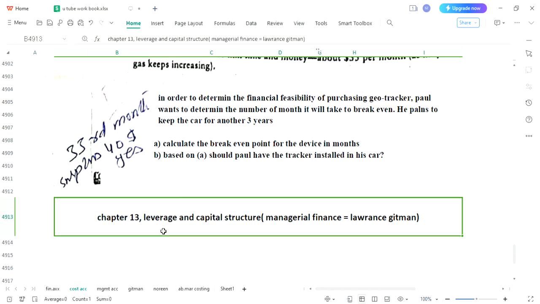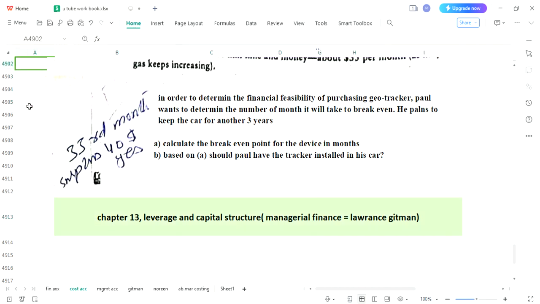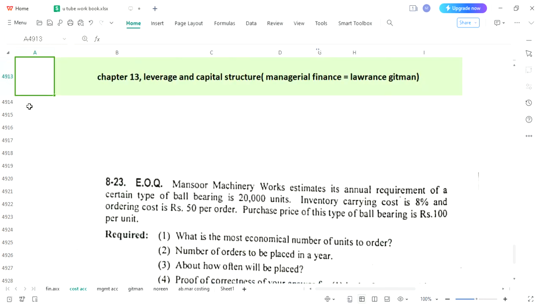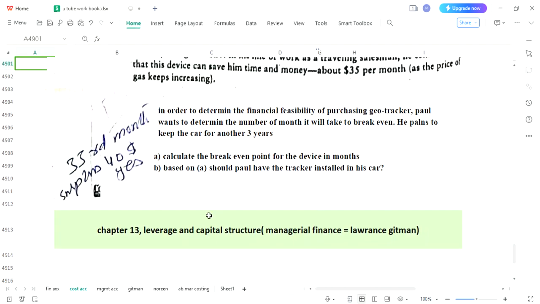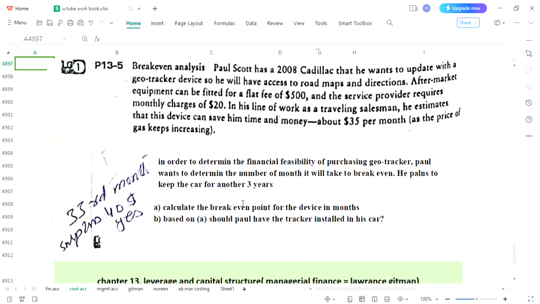Look over here, this is chapter 13. The question number is in front of you. We are at question number 5. And secondly, please note that it's leverage and capital structure, while the book is Managerial Finance by Lawrence Gitman. The question is a little short today, and you are asked just to calculate the break-even point. Since the break-even point is in your reach and you have already solved it, but it's a practical problem. These are not just amounts, it's practical understanding of how to use the break-even point in different scenarios.